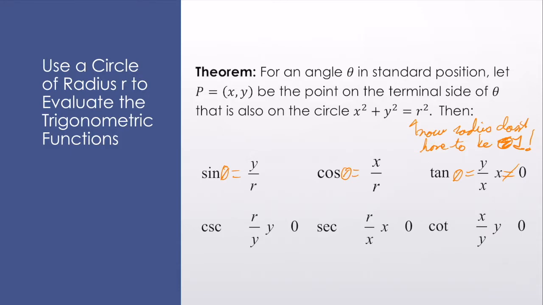Cosecant now is flipped, right? Now it's r over y as long as y doesn't equal 0. Secant is r over x as long as x doesn't equal 0. And we'll do a couple examples of this in section 5.3. And cotangent of theta equals x over y as long as y doesn't equal 0. So let's go through the final example in this section before we take a look at section 5.3.